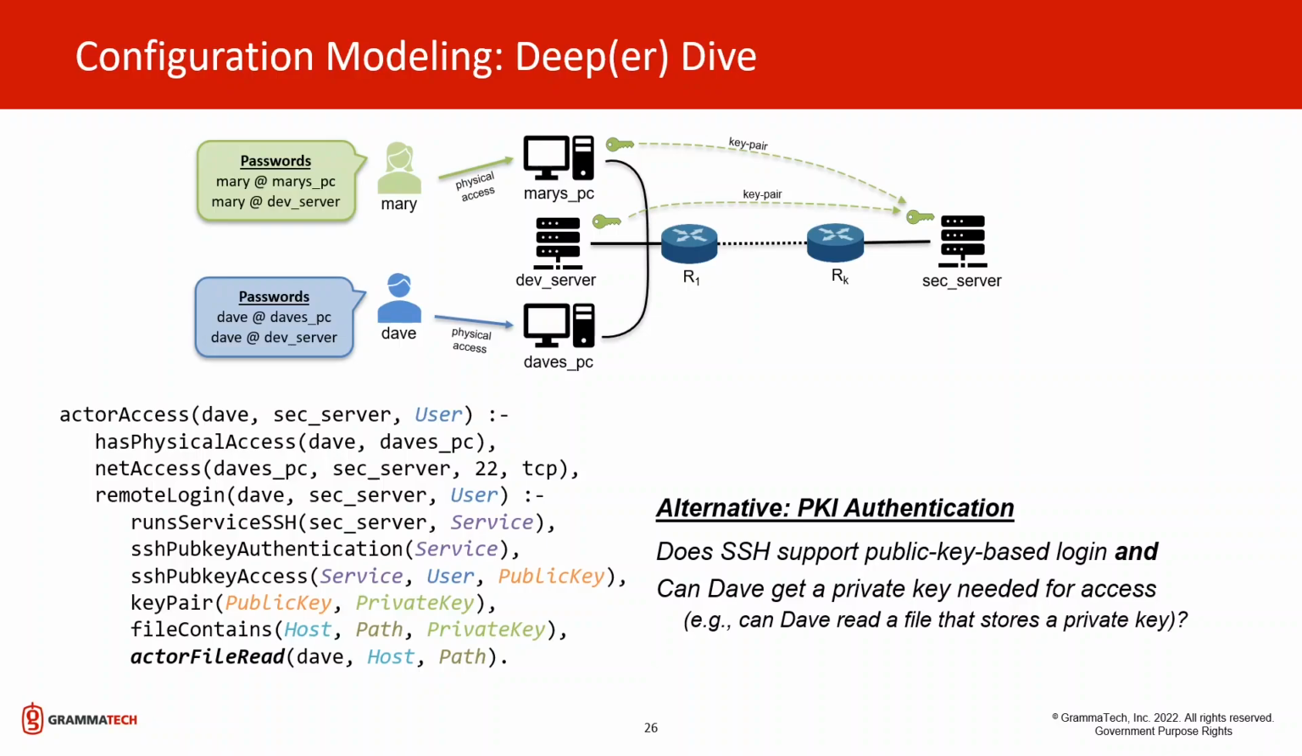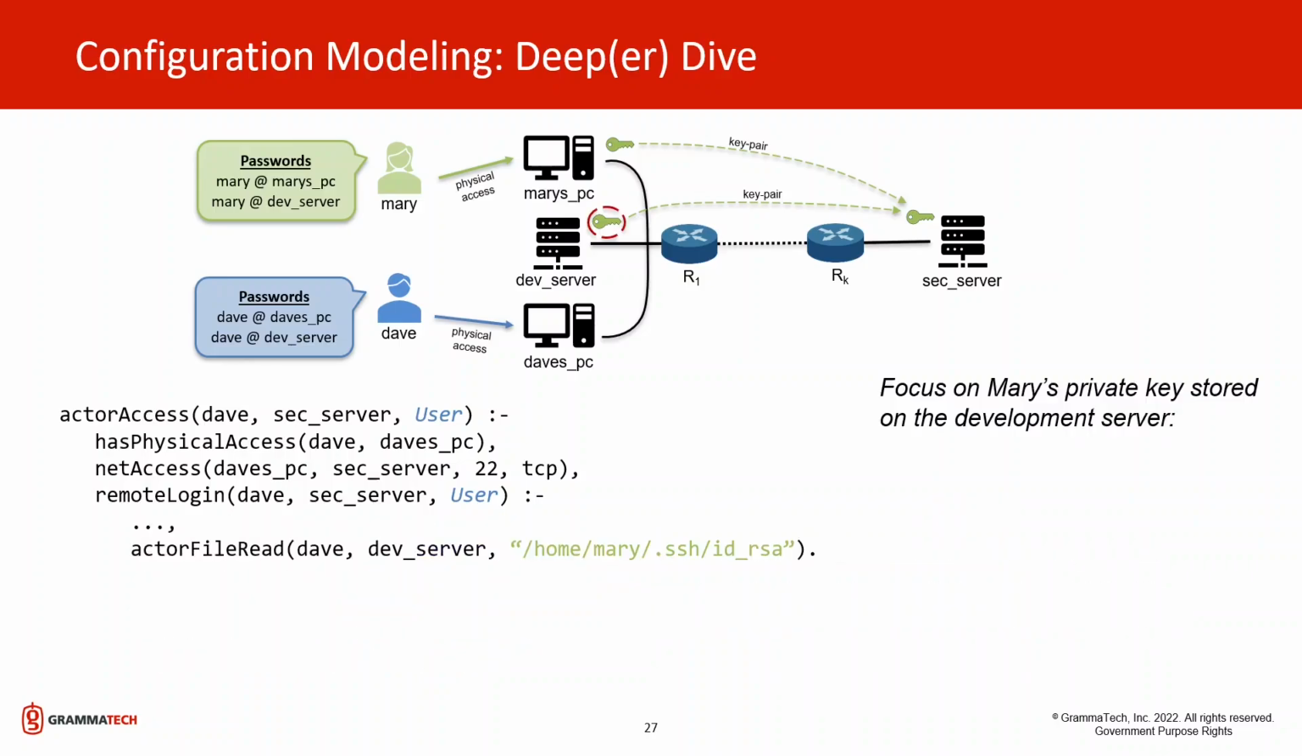I will not go through this definition in detail. Ultimately, the question boils down to whether Dave has read access to a file that contains a suitable private key. This check is performed by the actor file read predicate at the bottom of the screen. For brevity, let us skip a portion of the derivation and go straight to the most important part, the access to Mary's private key on the development server.